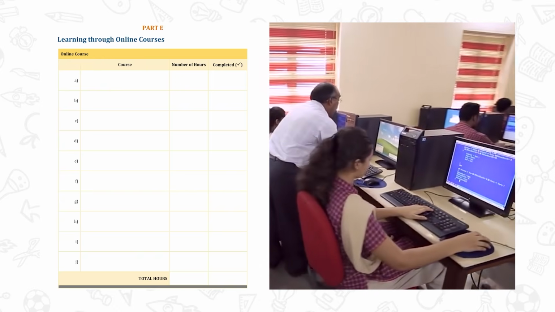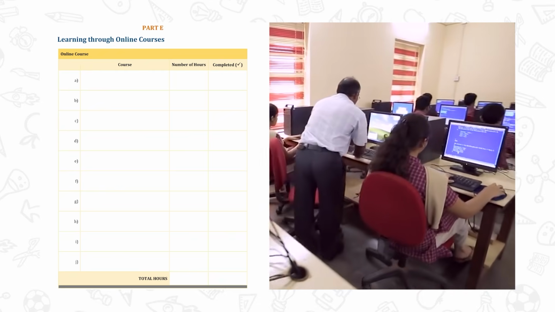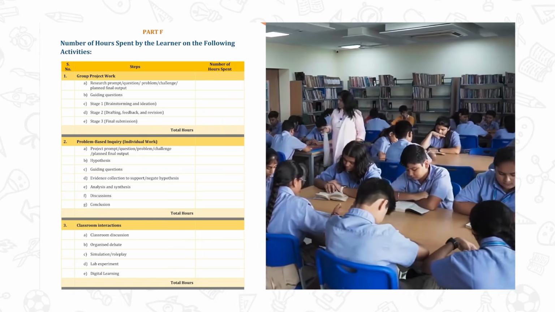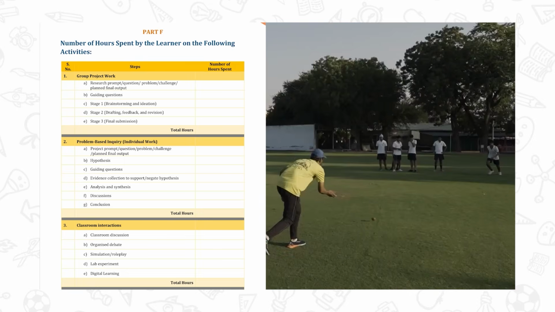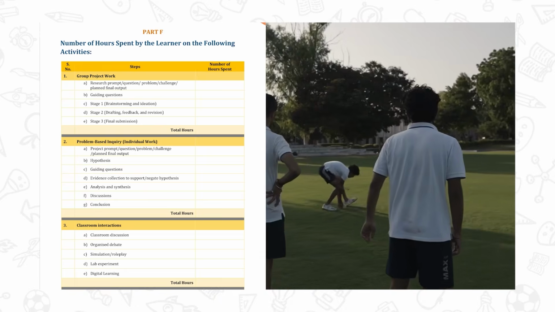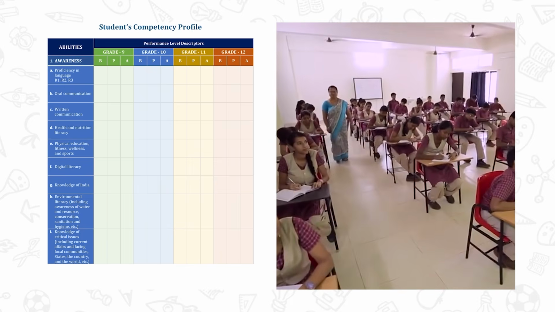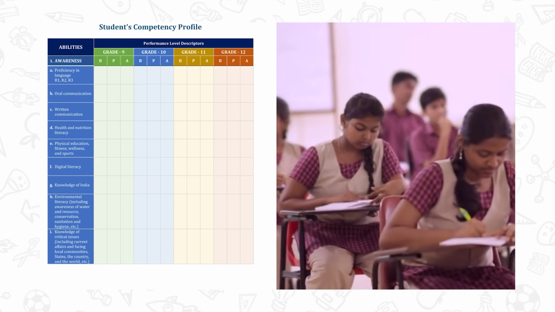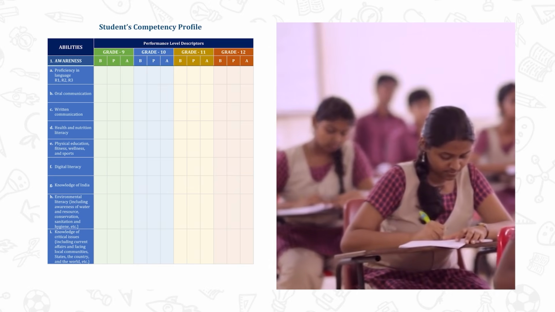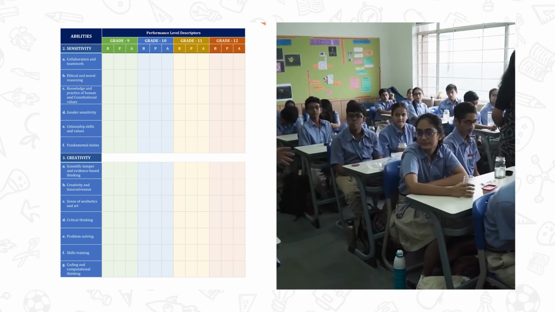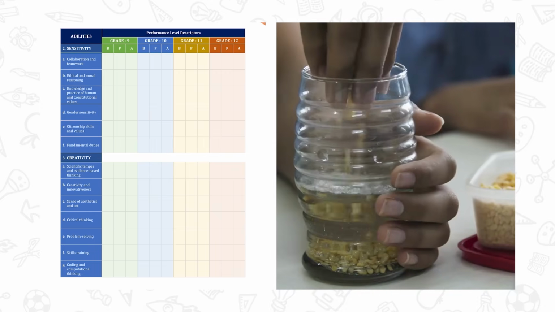Part E is the journey of the learning through online courses during the year. Part F is intended to provide some insight into the time spent by learners on various parts of different activities that contribute to their evaluation. At the end of each year, the teacher would maintain the student's competency profile by recording the learner's progress based on their performance level in various key competencies.